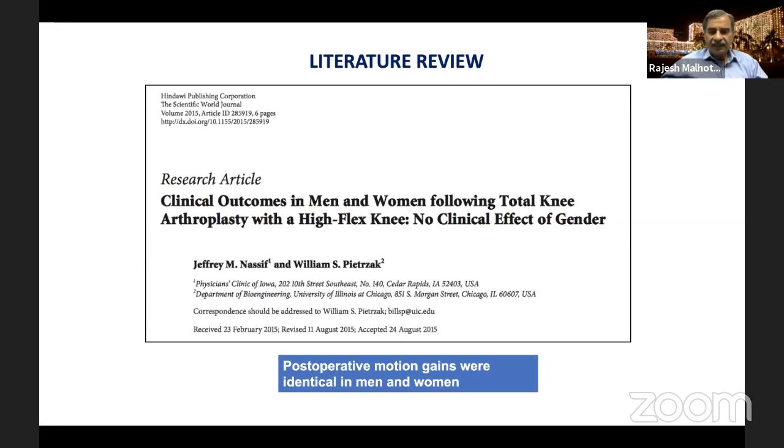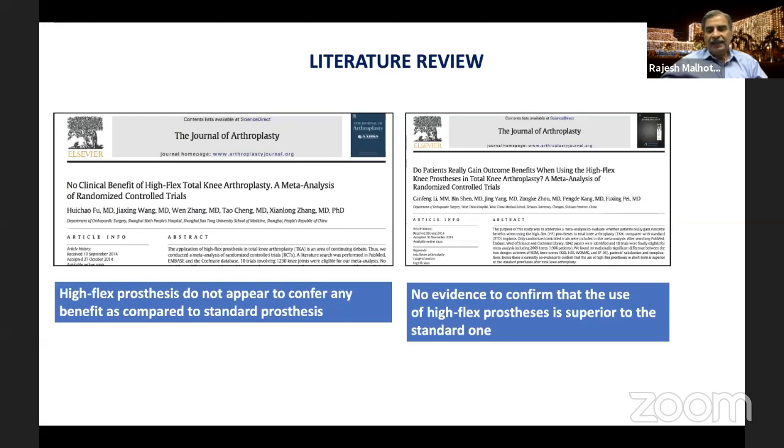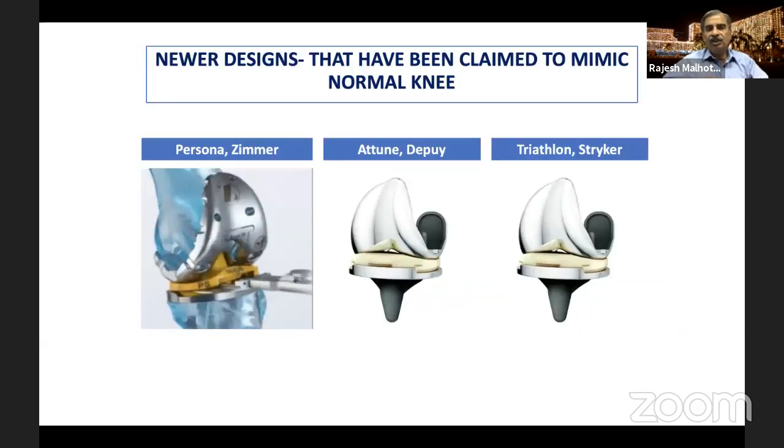Now this is another paper on the gender knee, and it said that the post-operative motion gains were identical for men and women. Again, no definite proven advantage for a high flex or for a gender knee. And like I said, there are literature reports which say that the high flex processes do not give any advantage.